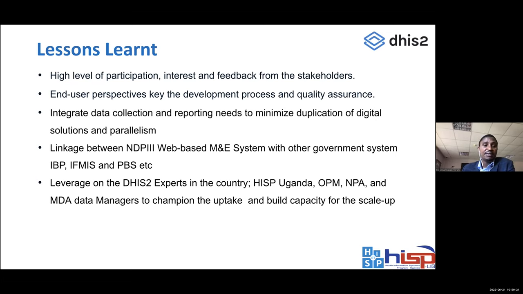In terms of lessons learned, participation and interest is key for stakeholders, end user perspectives on the development process, and quality assurance has been also very, very important. Integrating other elements in this initiative has also been important. For example, where people have quite related data and indicators that need to be collected, rather than run parallel systems, having this integrated in one has been also key. I mentioned the issue of linkages with other government-related systems, as well as leveraging the expertise in the country. So these have been really some of the lessons.